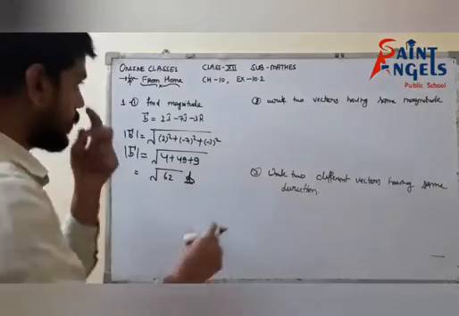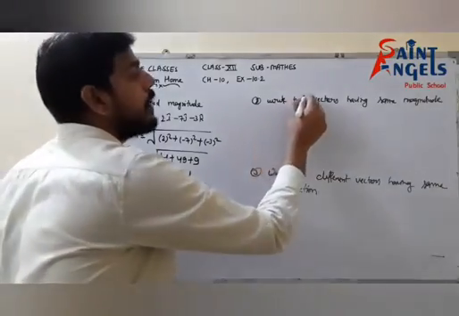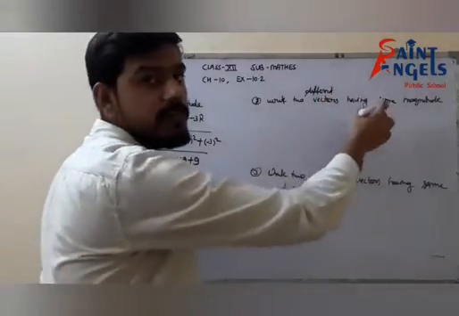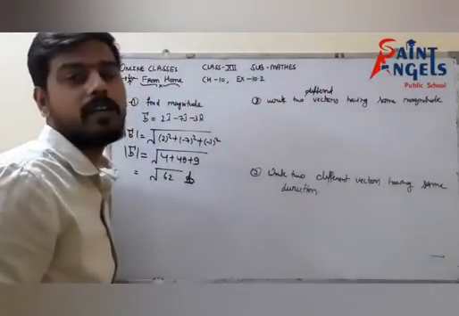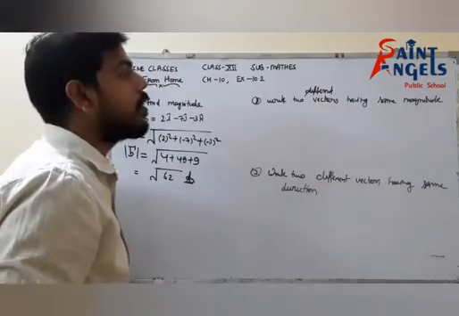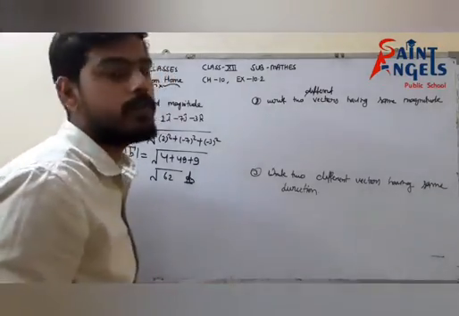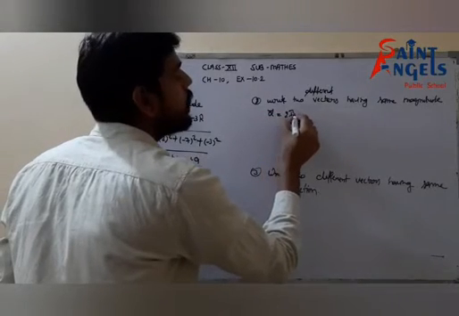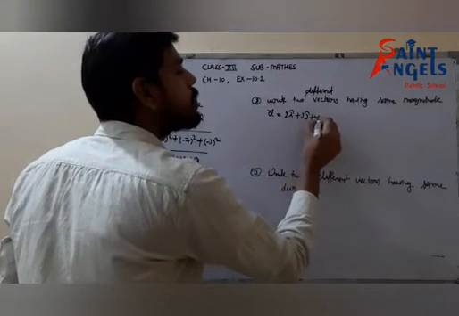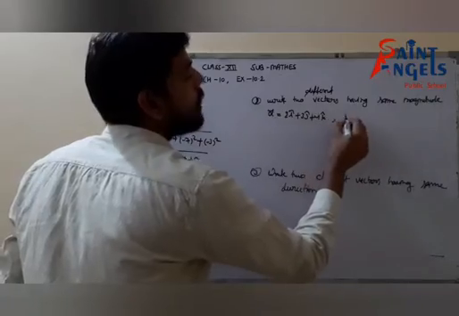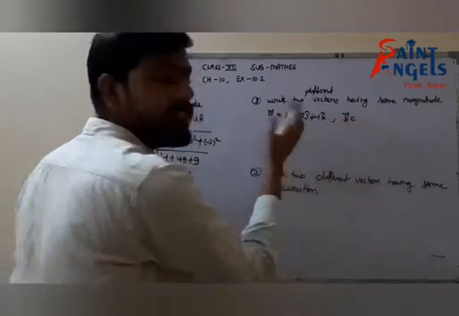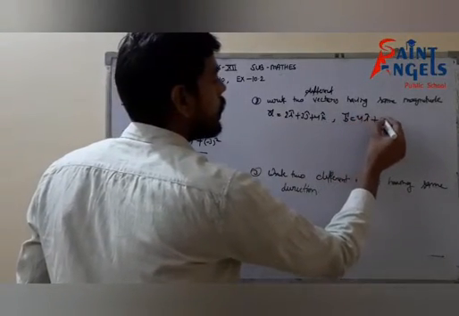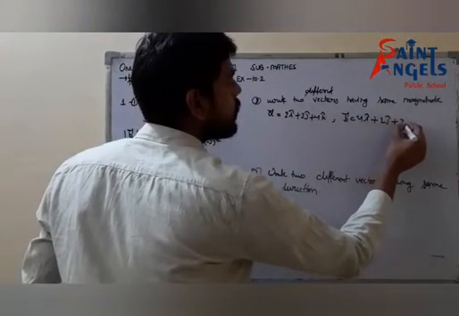Now look at question number two: write two different vectors having the same magnitude. There could be n number of vectors whose magnitude could be the same. So I am writing, suppose this is the vector a equals 2i plus 3j plus 4k. Now I am writing another vector b. I am just interchanging the coefficients of i, j and k, so 4i plus 2j plus 3k.